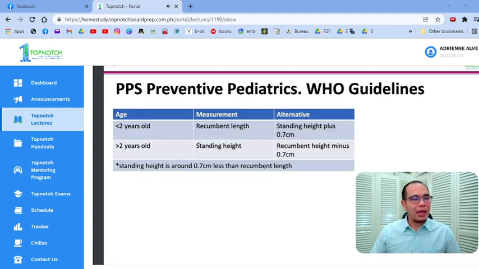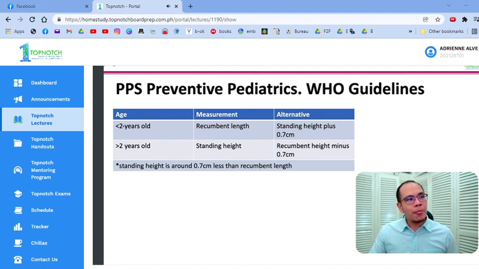So this table will guide you for patients less than 2 years of age, dapat yan recumbent length, nakahiga. For more than 2 years of age, dapat yan standing height. This information is available in your preventive pediatrics. Yung PPS, meron silang preventive pediatrics handbook. You should get a copy of those kasi maraming guidelines-based na information na makukuha dyan. And ano yung logic niyan? Studies have shown that the standing height is around 0.7 centimeters less than the recumbent length. So please remember that. Why is this important?